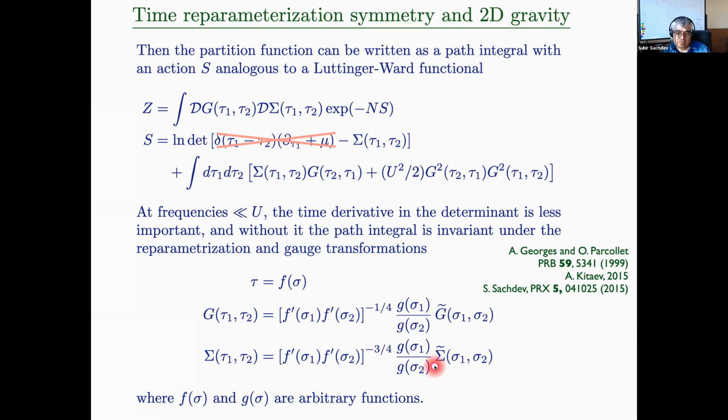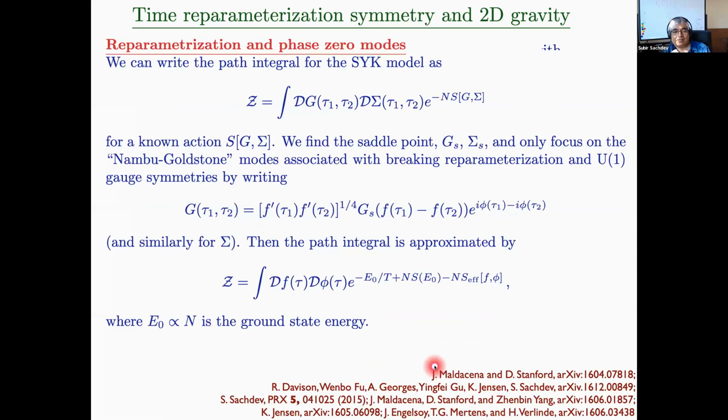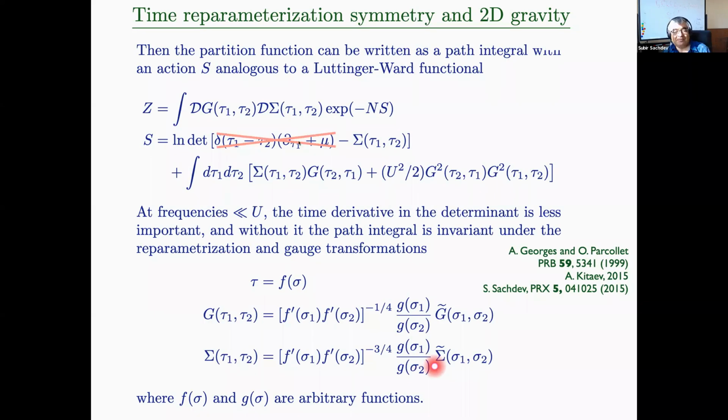However, that term is less important because at low energies we know it totally disappears. So the strategy is the following. If you ignore this term, then as you're doing the path integral over g and sigma, there's one direction in g sigma space where the action is flat. It doesn't change at all because the action remains invariant under this transformation. So what you want to do is do this path integral along that flat direction. It's not really flat because this term is not exactly 0.